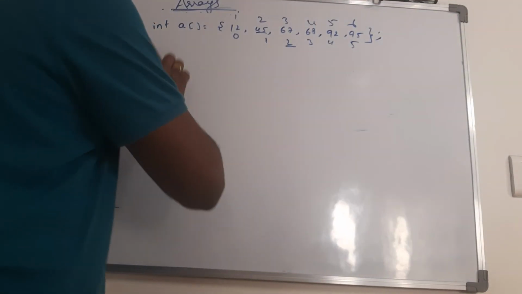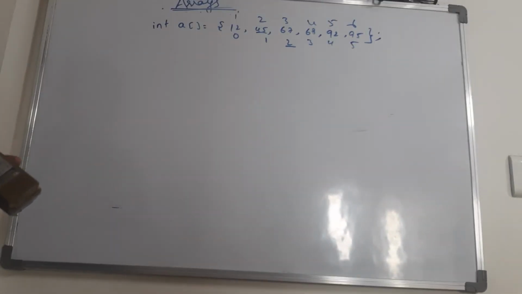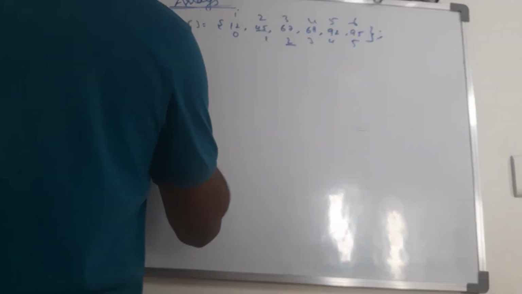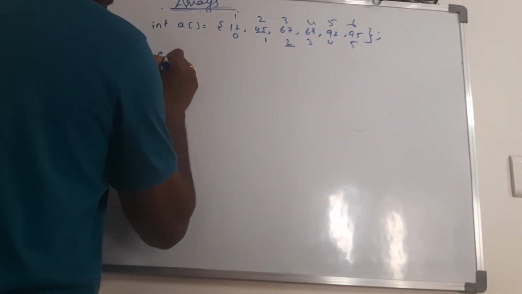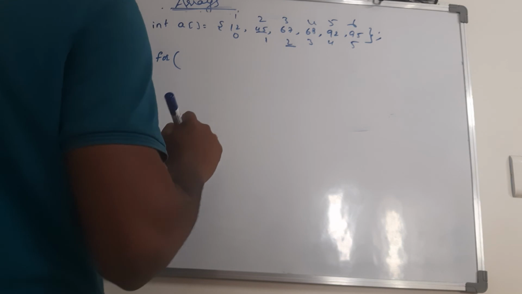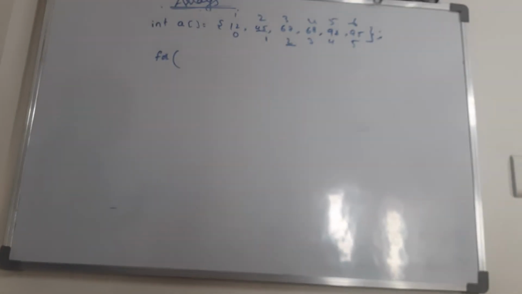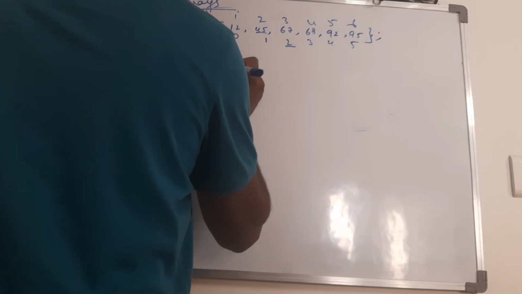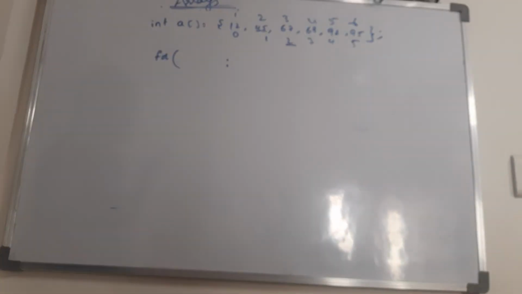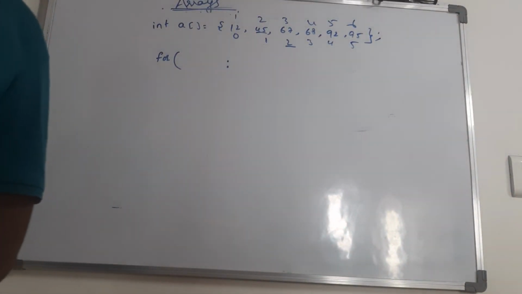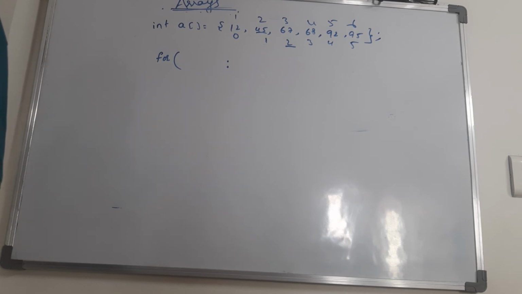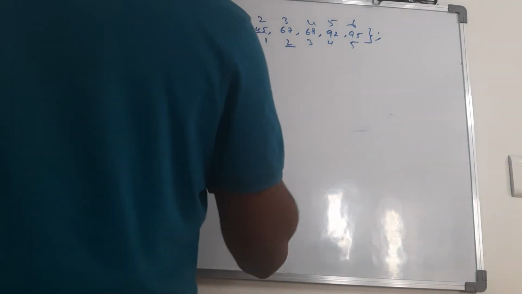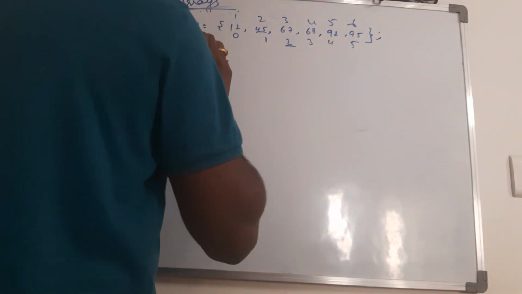I'll use the for each loop. The for each loop also starts with for only, and there are two sections. In for we have three sections: one is the initialization, another is the condition, and the last one is the increment or decrement. Here there are two sections.